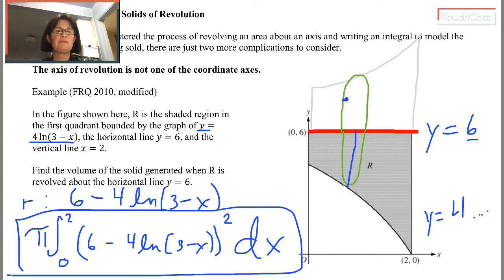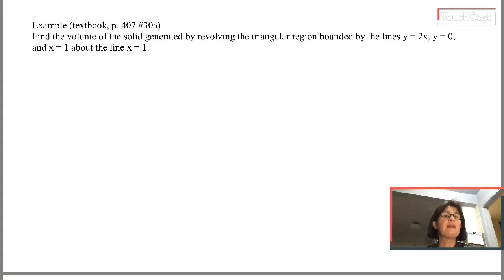Final answer. All right, I'm going to use those same steps here. This time I'm going to have to make my own picture. Find the volume of the solid generated by revolving the triangular region bounded by y equals 2x, y equals 0, and x equals 1, about x equals 1.